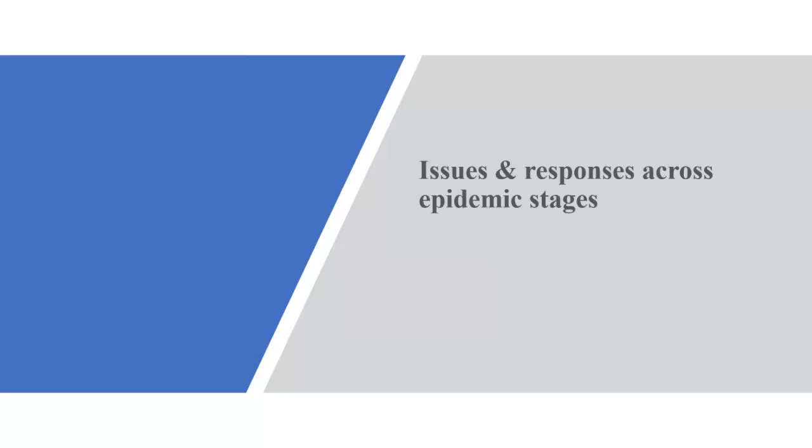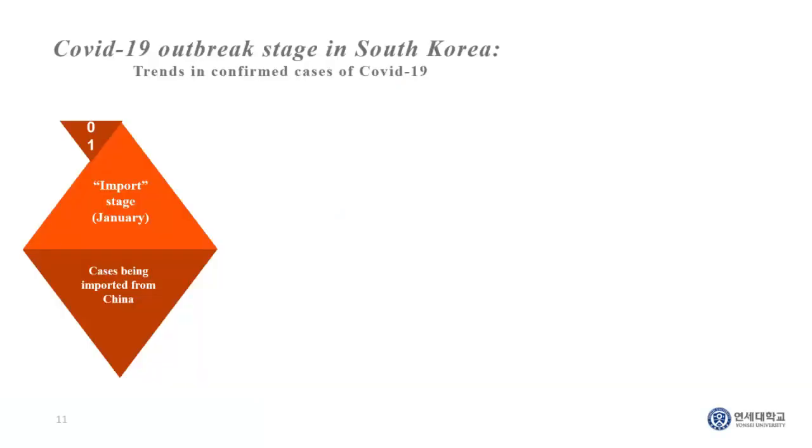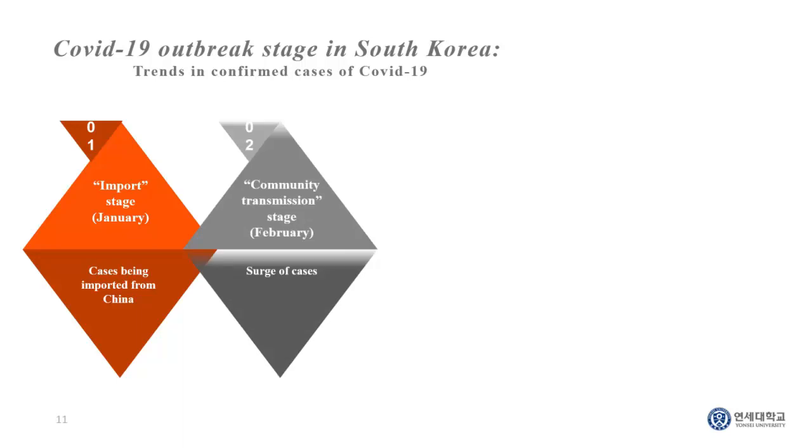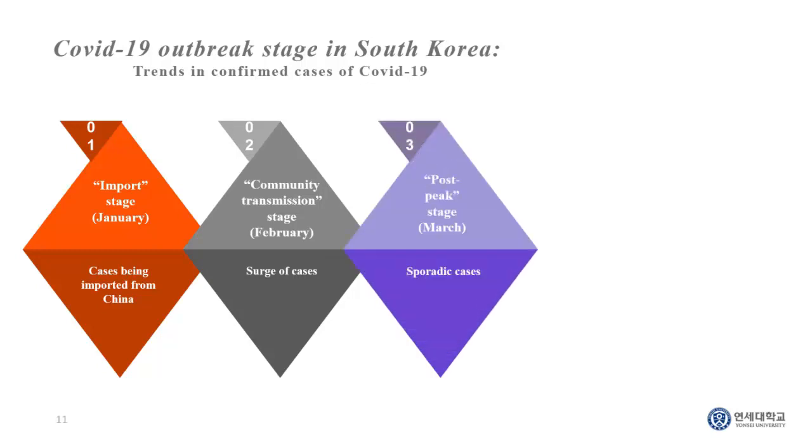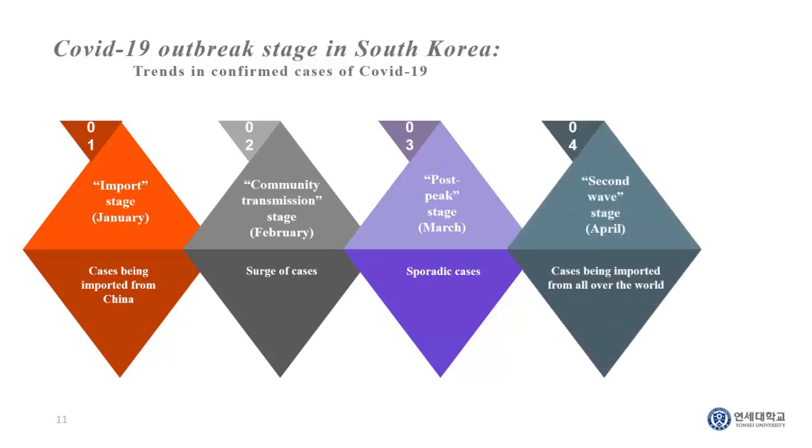First, the issues and responses across epidemic stages. Let me first explain the COVID outbreak stages in South Korea. The first stage, called the import stage, was January. The second stage, called the community transmission stage, was February. And this was the most difficult time for us. The third stage, called the post-peak stage, was March. The fourth stage, called the second wave stage, is April.